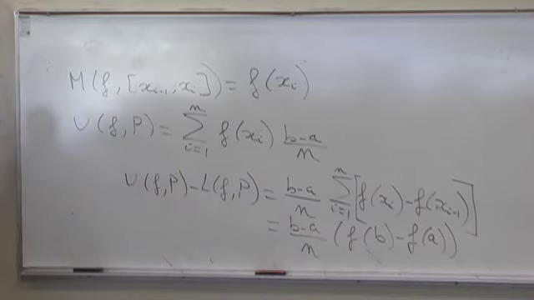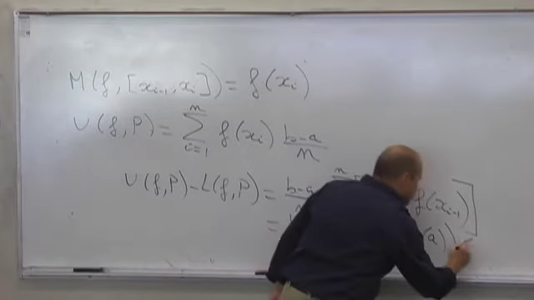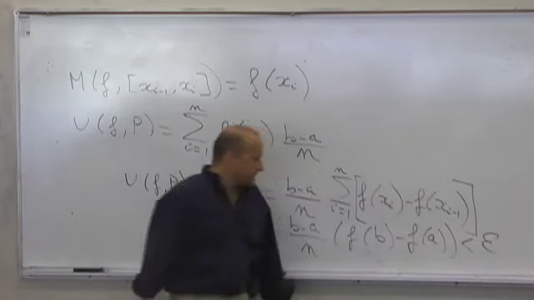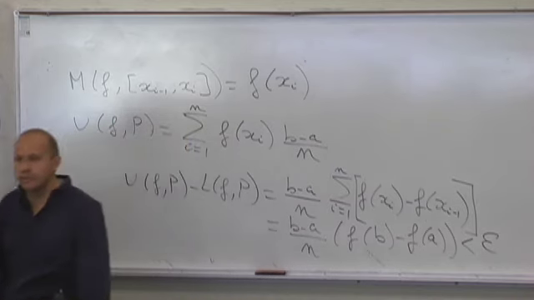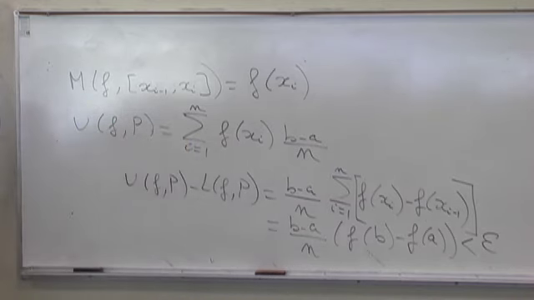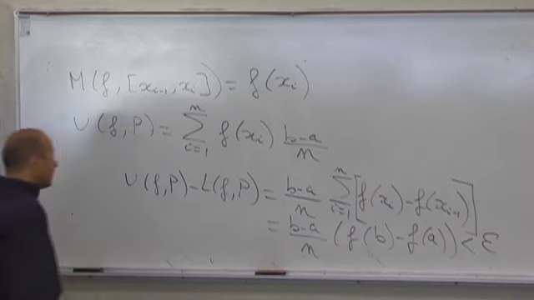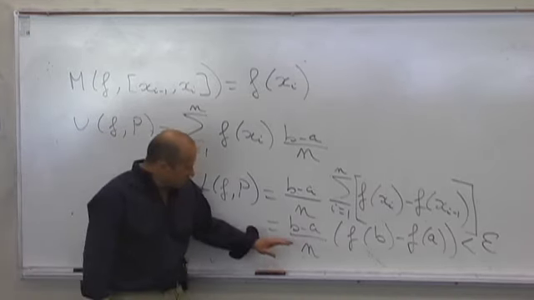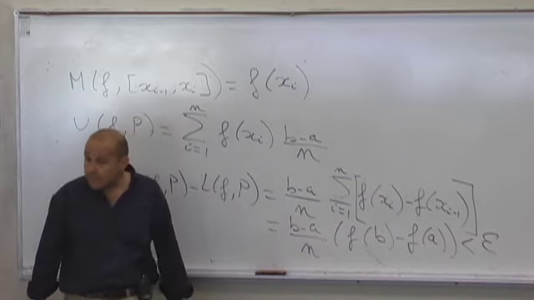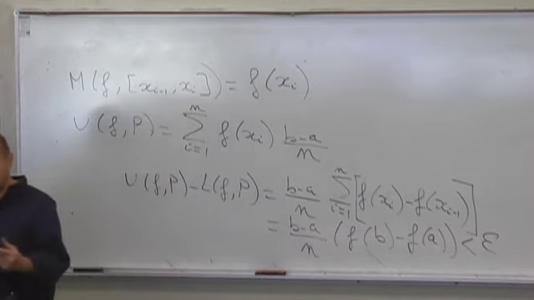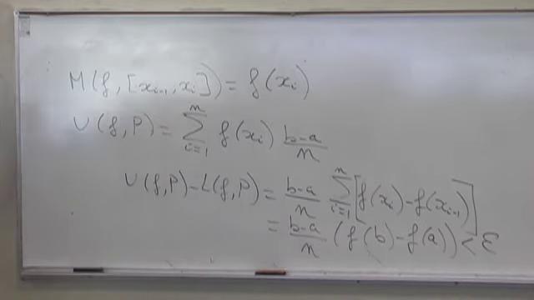And now you see why I picked my n to be what it was, because this is precisely less than epsilon. Of course, as always, I cheated. I first did the computation and then pretended that I hadn't done it. But that's how you find the n. So this is less than epsilon, and we are done. We have found a partition such that the upper minus the lower Darboux sums is less than epsilon.